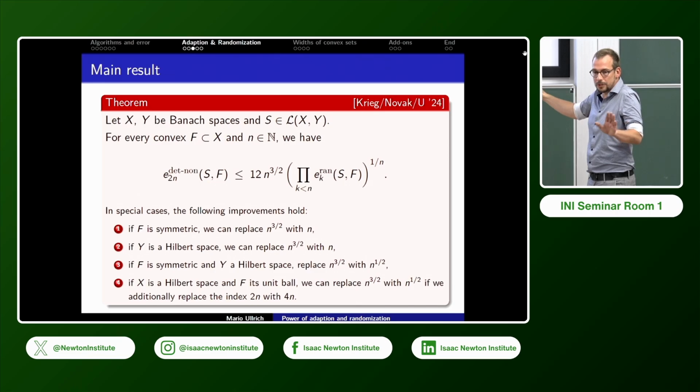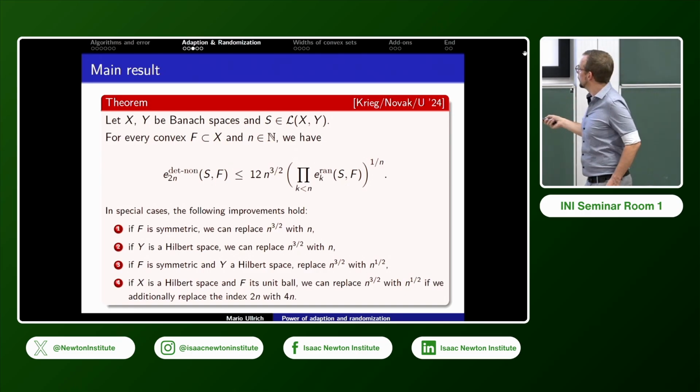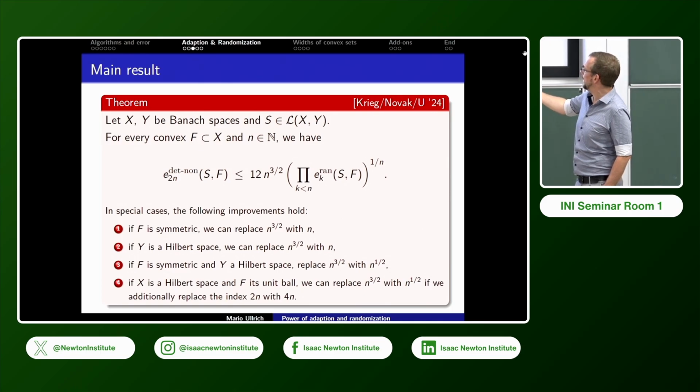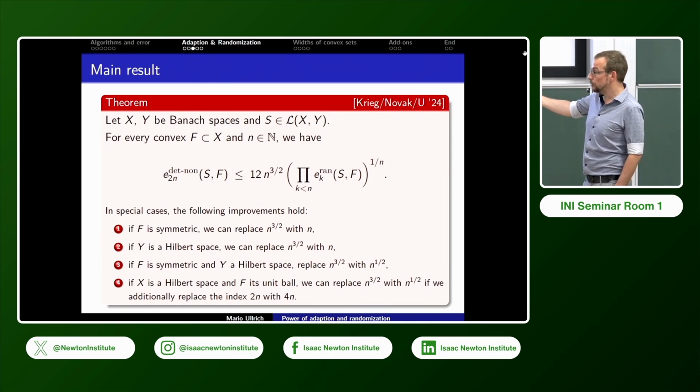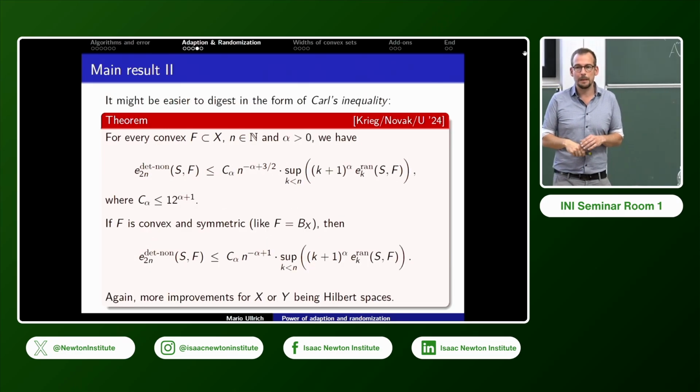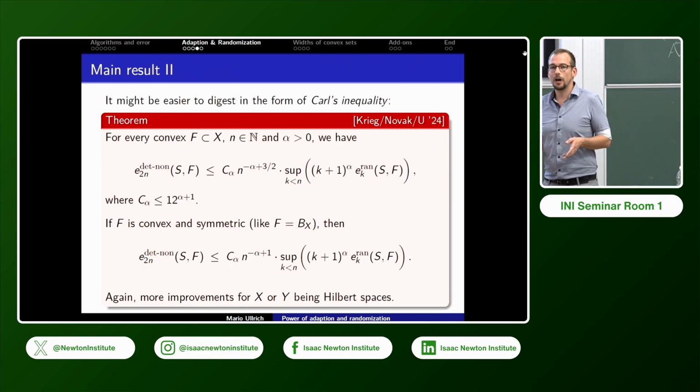We really know now, to some extent, that up to this factor n, we know the maximal gap. I come to that in a second. If one of these classes is a Hilbert space, so if you make, say, L2 approximation, you can also write n. If F is symmetric and you make L2 approximation, you can even replace it by square root of n. And if the input class X is a Hilbert space and F is its unit ball, no matter what kind of approximation you are doing, you can also replace n to the 3/2 by n over square root of n. This is hard to digest, so let me make it a little bit easier. Some people are used to rephrasing this in terms of Carl's inequality. Right?